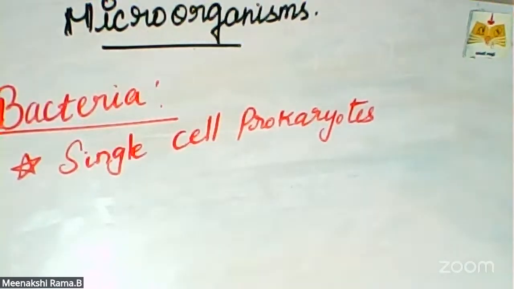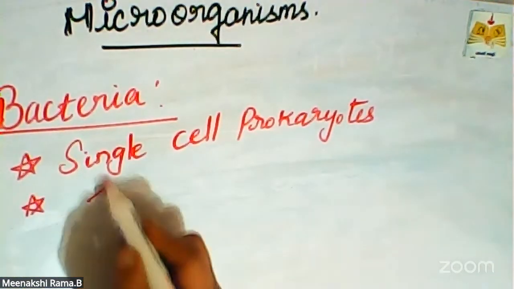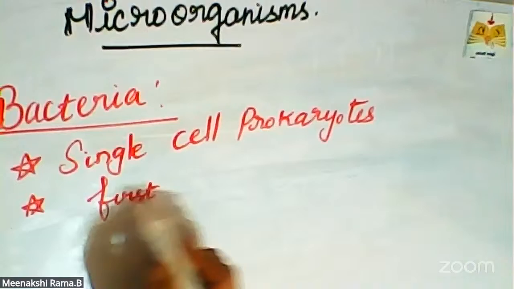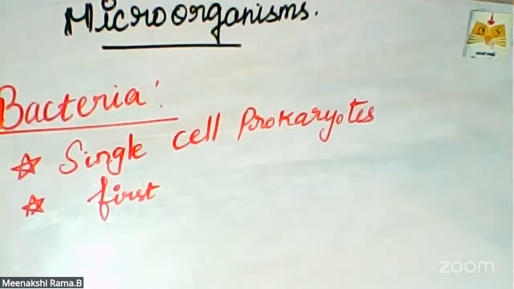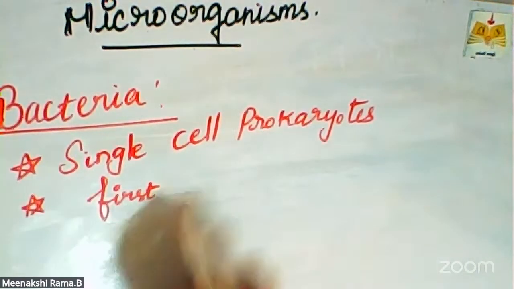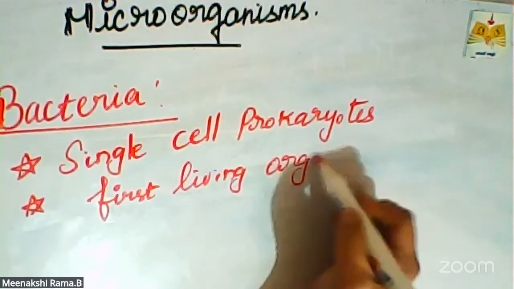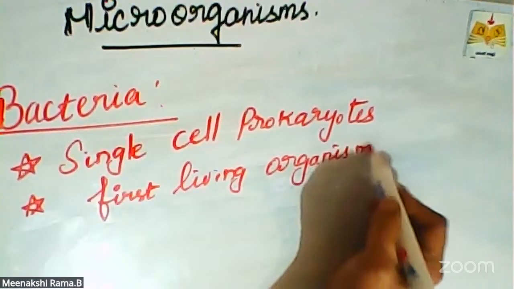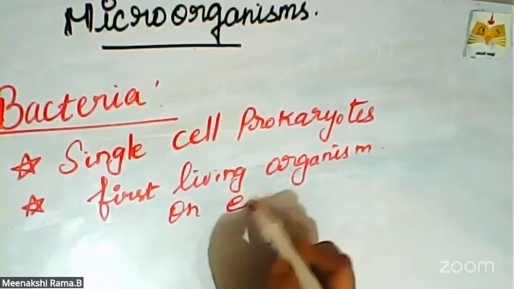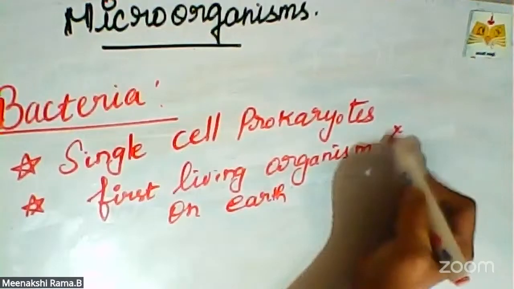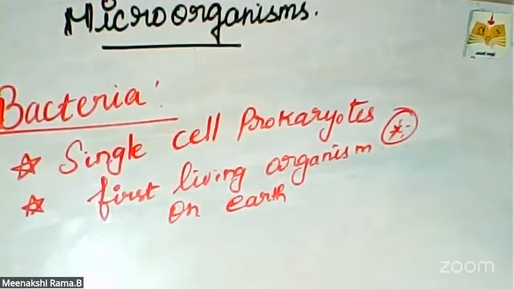They are considered to be the first living organism on the earth. This is also a special point, so note it down. Bacteria is the first living organism on the earth. It is one of the important points of bacteria.